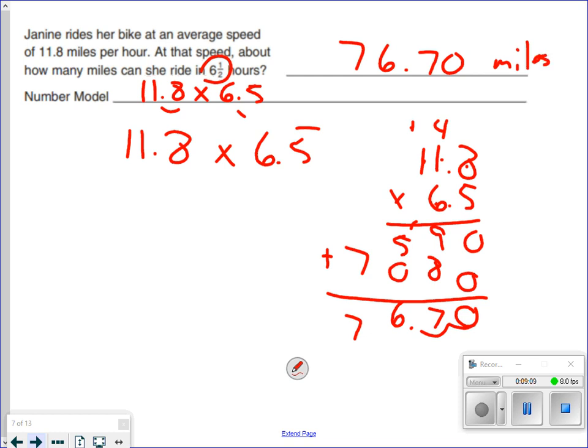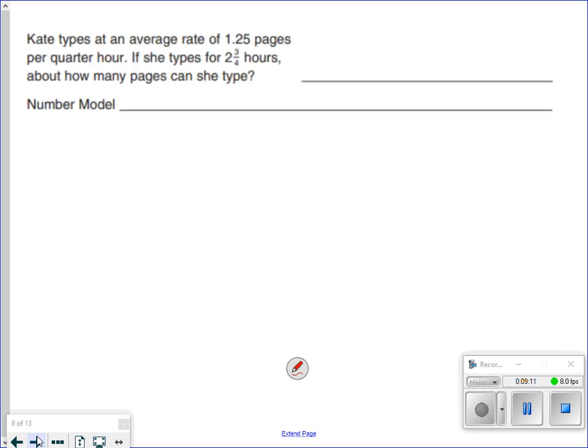Okay. Let's look at the next one here. Kate types at an average rate of 1.25 pages per quarter hour. If she types for 2 3/4 hours, about how many pages can she type? Well, what would our number model look like?